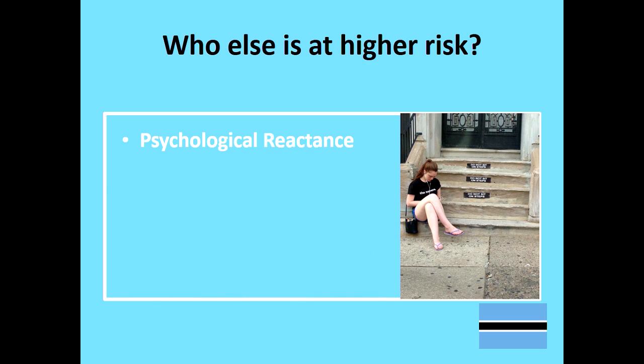So who else is at higher risk? Many of you may have heard of psychological reactance, but I'm sure all of you are familiar with this phenomenon, which is the phenomenon by which adolescents do the opposite of what somebody tells them to do. This can happen to adults too, but it's particularly prominent in adolescents, that they do the opposite of what someone in authority is telling them to do because of the feeling that their autonomy or their freedom is being compromised by that individual.